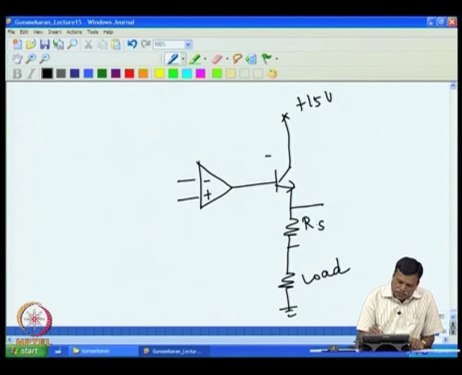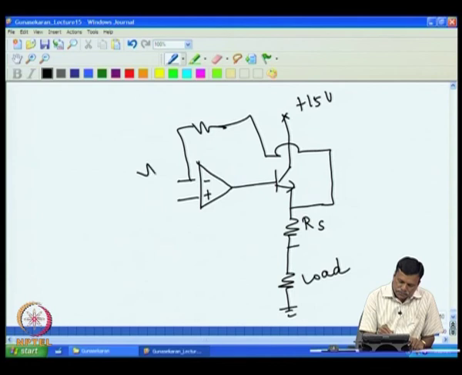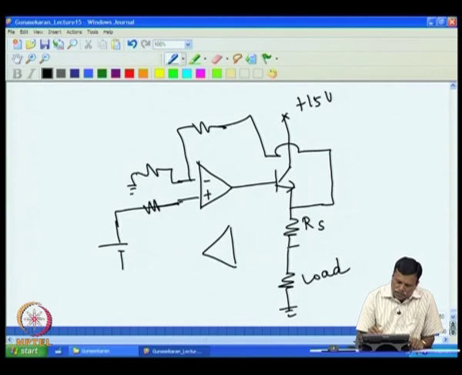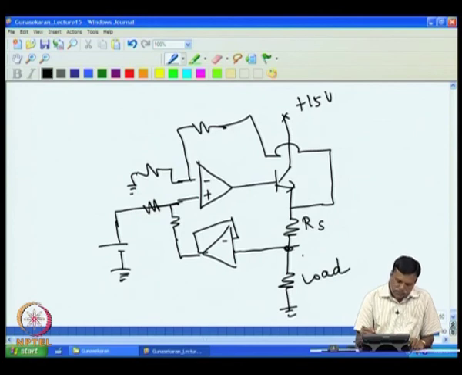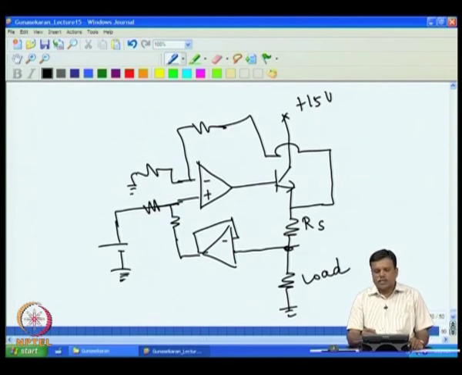So, I pick up this voltage and apply it to the inverting input, and this I connect to ground. Then I pick up the voltage at this point, put a follower, and connect this one to this. This I connect to ground. Now, this has become a constant current source.